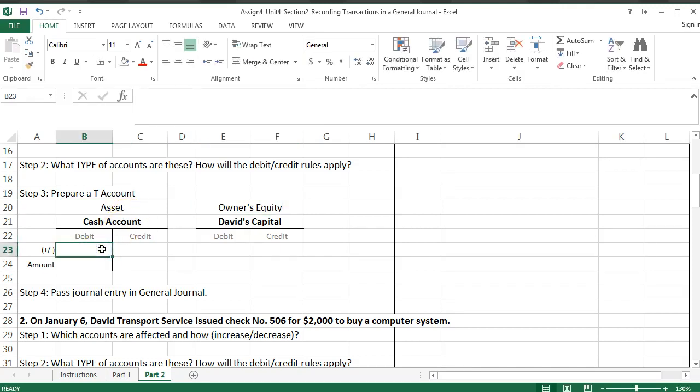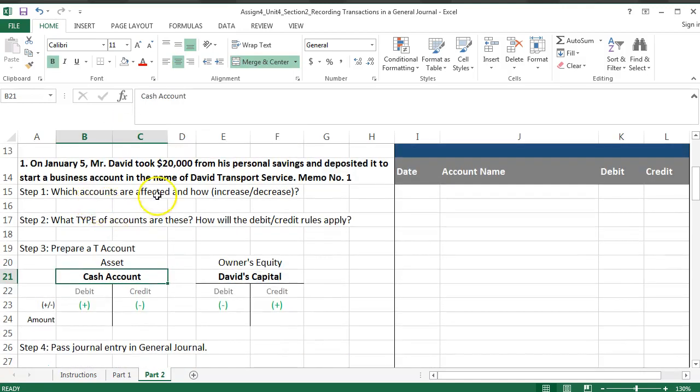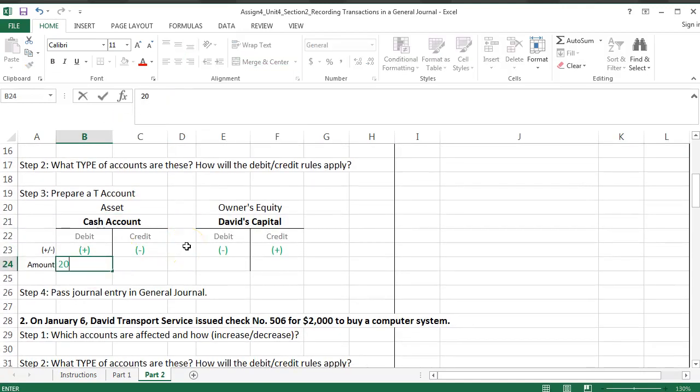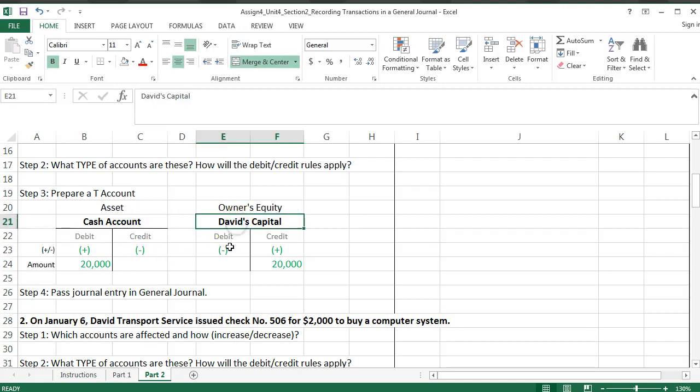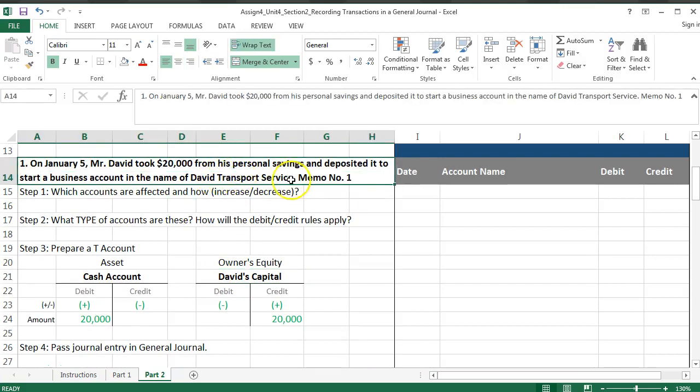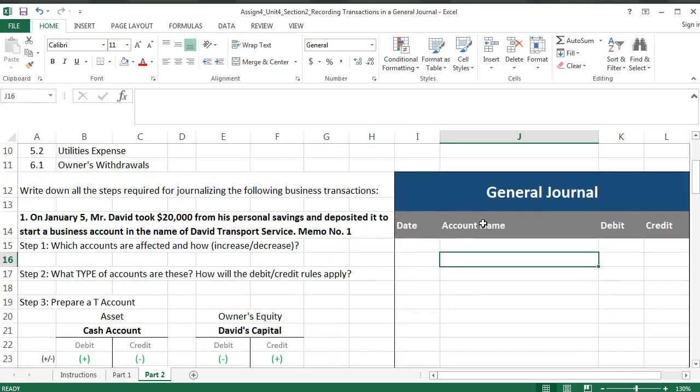Cash account, we know increases on the debit side, decreases on the credit side. Opposite for the capital account. Okay, the amount is $20,000, so we're putting $20,000 towards the business from our personal savings. So it's increasing the amount of cash our business has and increasing the amount of capital. And this was all recorded on memo number 1. So that's our source document that we talked about in the lesson from this unit. That also gets recorded into our journal entry.